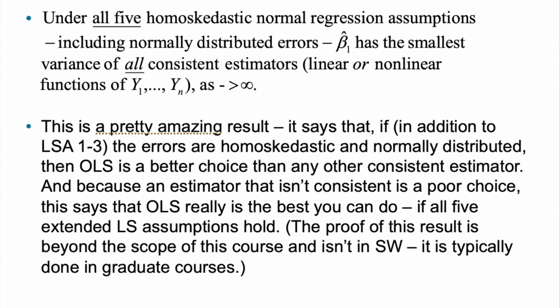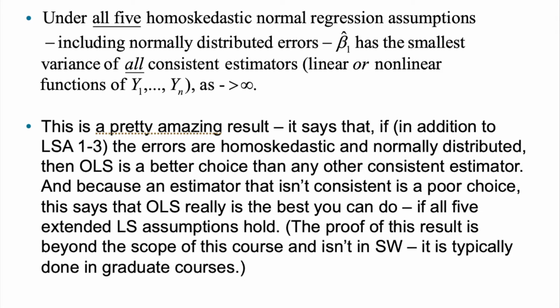If we add the additional assumption that the OLS residual is normally distributed, then we get the result that beta 1 hat has the smallest variance of all consistent estimators, linear or nonlinear functions of y1 through yn. And this is a pretty amazing result.